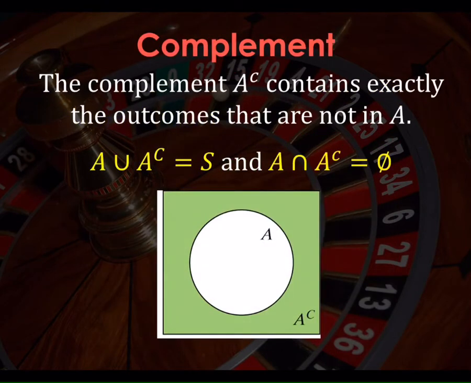So the rule with the complement: the intersection of an event and its complement has to be 0. And this makes sense because the probability of you being a freshman and not being a freshman is 0. You cannot be both a freshman and not a freshman at the same time. Likewise, if you combine the probabilities, they have to equal the sample space, or 1.